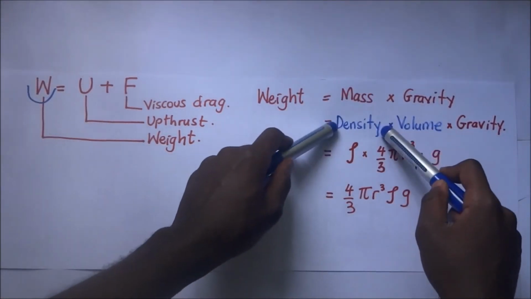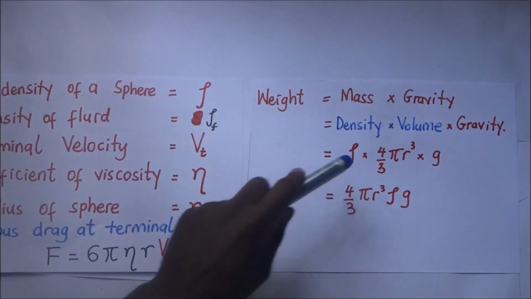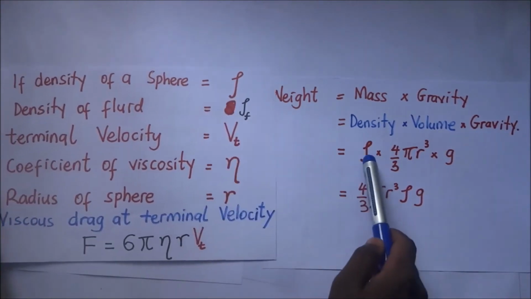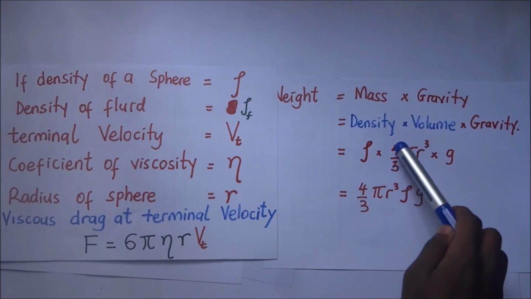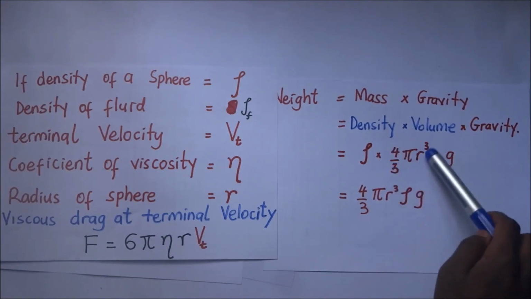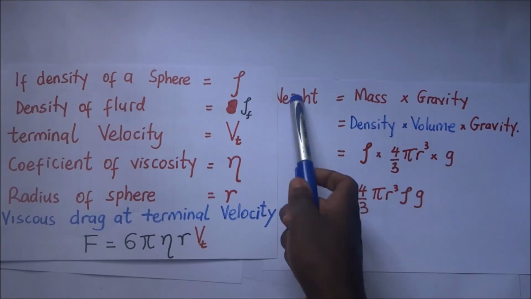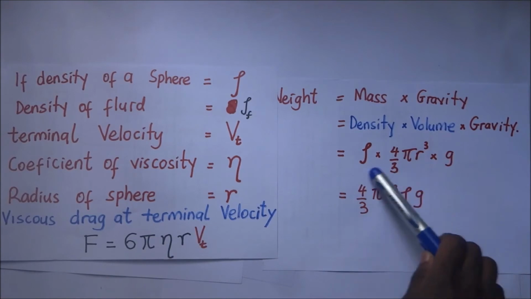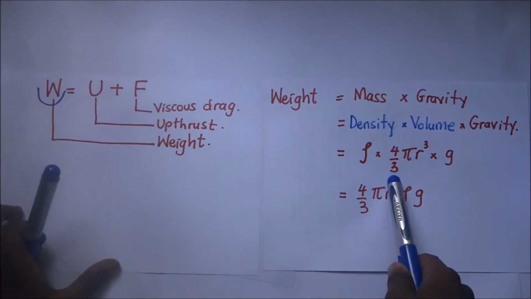Now the density, we have that. According to our write-up, the density of the sphere is given by that. So this is the density of the sphere. Multiply that by the volume of the sphere, which is given by 4 over 3 pi r cubed. This is the formula for the volume of a sphere. Multiply that by gravity, and so the weight, which so happens to be mass times gravity, ends up being this. So this is the expression for weight. So we have gotten our weight.